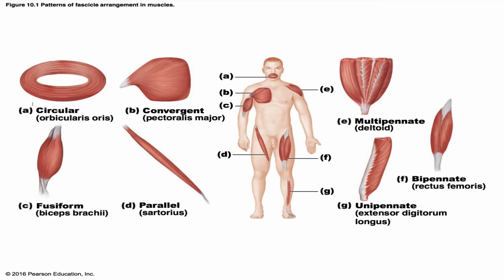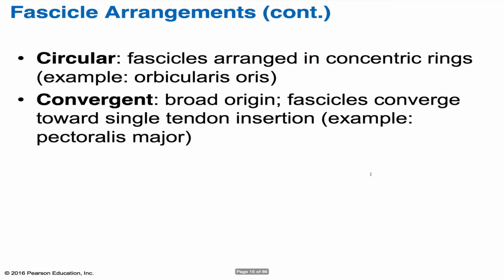In this illustration, you can see the circular fascicle arrangement. Then over here, you see this fusiform arrangement. This is convergent. This is parallel. This is a multipennate. This would be a bipennate. And this is a unipennate. Now let's look at these in detail.